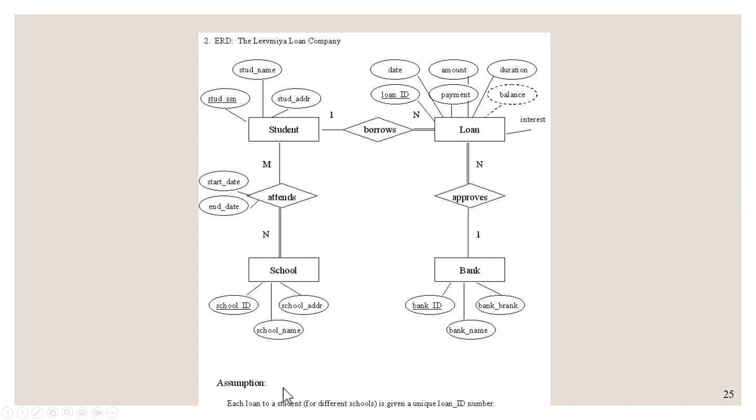So here the assumption was that each loan to a student for a different school is given a unique loan ID. That's why we have an ID here. Okay, so yours may look different than this, but this is just one example of an ER diagram.